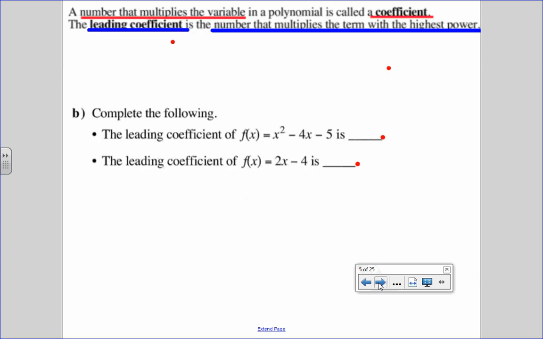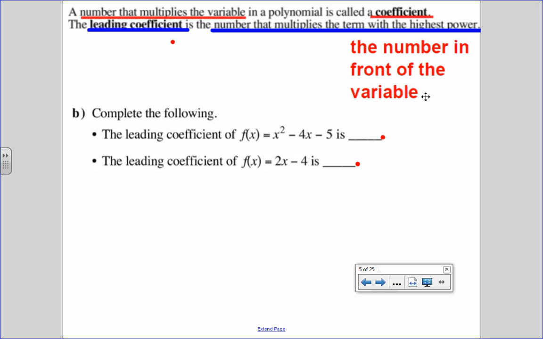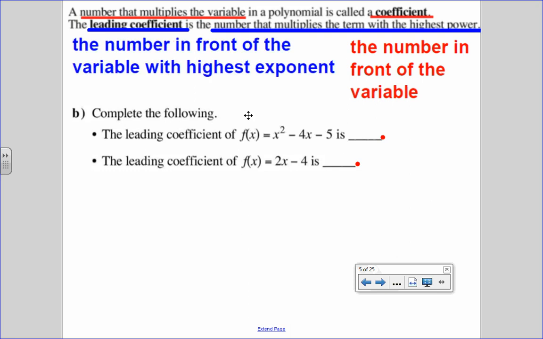Okay, now let's talk about coefficients and leading coefficients. So a coefficient is any number that multiplies by a variable. So really it's the number in front of a variable. The leading coefficient, however, is the number that multiplies the term with the highest power. So it's the number in front of the variable with the highest exponent. So in this example here, look through all the terms. x squared is the one with the highest exponent, and the number in front of that is an invisible 1. So the leading coefficient is 1. Looking at this linear function here, this is the term with the highest exponent of 1, x to the 1, and the number in front of that is 2. So the leading coefficient is 2.